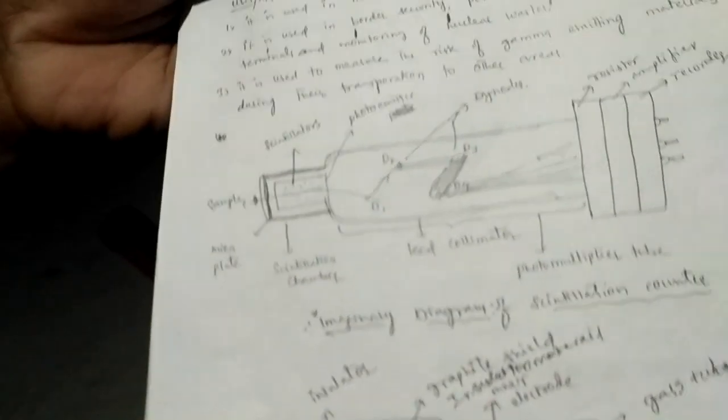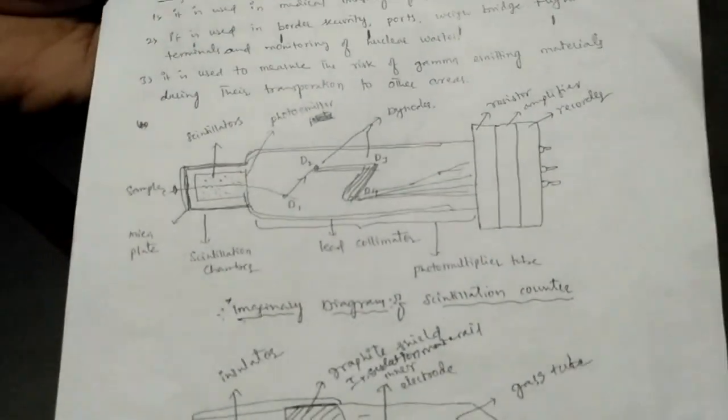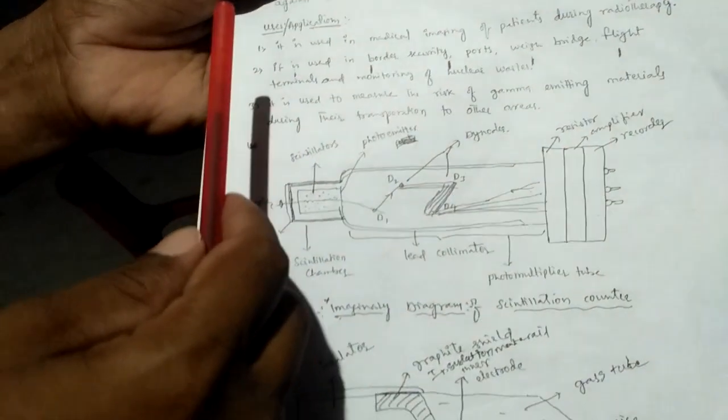Now we'll see the applications. It is used in radiotherapy. As we discussed in the last class, the Geiger-Müller counter is also used in radiotherapy. Next, it has a very important application.